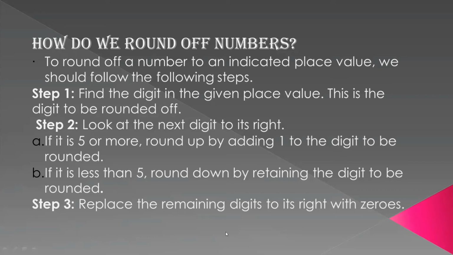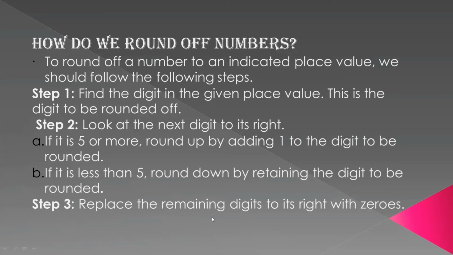Next, if the digit to its right is less than 5, which is 4, 3, 2, 1, and 0, then we are going to round down. Unlike in rounding up, where we add 1, in rounding down we retain the digit to be rounded off. We'll see it later when we have our example. And the last step is to replace the remaining digits to its right with zeros. And then, yung digit naman natin sa left ay kokopyahin lang natin.